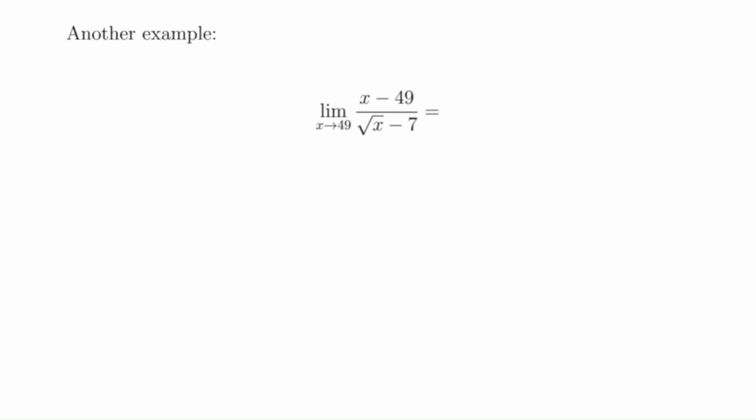Now let's do one more example here. What's the limit as x approaches 49 of x minus 49 over the square root of x minus 7? Well, notice if we were to just plug in 49 itself, if we thought of this as our f of x, we'd get 0 on the top. We'd also get 0 on the bottom, right? The square root of 49 is 7. 7 minus 7 is 0. So if we just plugged in 49, we'd get 0 over 0, which is undefined. But what this is asking is not what do you get when you plug in 49, but what do you get when you plug in values that are close to 49?